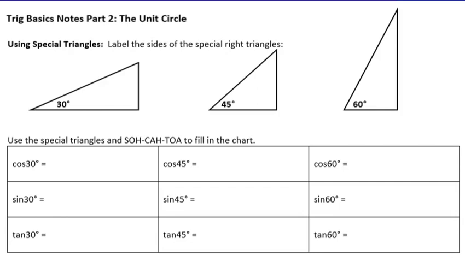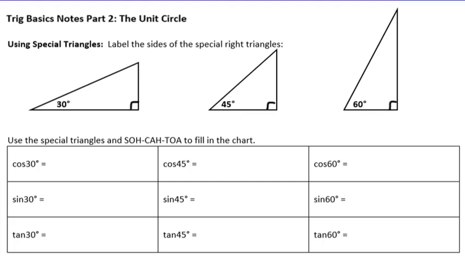Now we're going to take what we learned about special triangles and about Sohcahtoa, the trig ratios of right triangles, and we're going to put them together. So first of all, we're going to recall how to label the special triangles. You should be able to do this without referring to your notes, so definitely practice this.